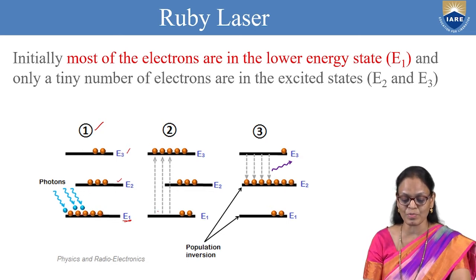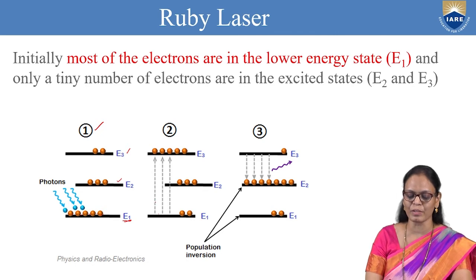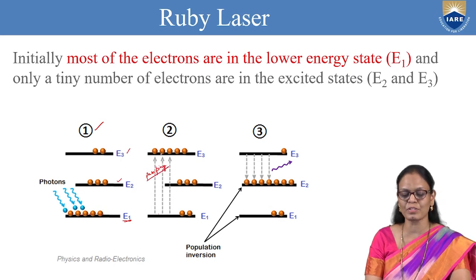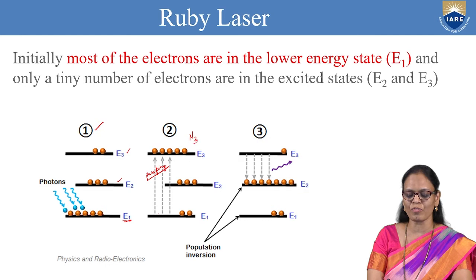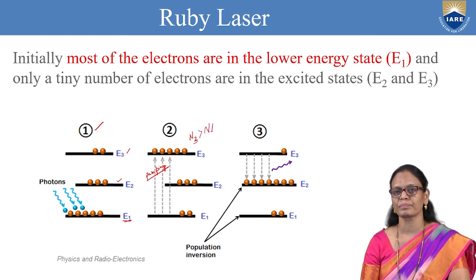Because of the absorption of energy, what is happening here? There is pumping. Pumping means excitation of atoms from a lower level to a higher level. So what condition are we achieving? Population inversion. The number of atoms in N3 is greater than N1. So the population inversion is achieved.